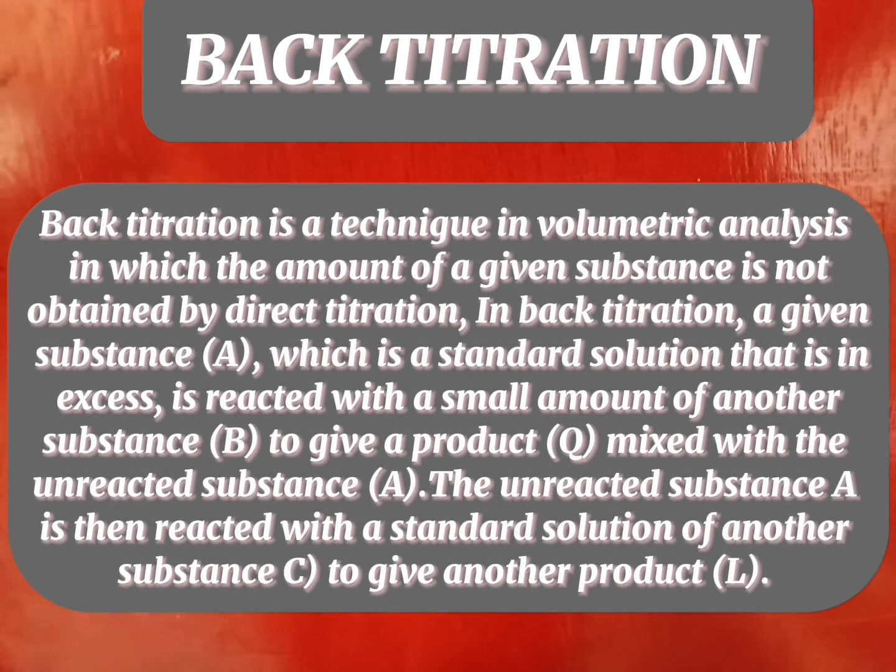Back titration is the technique in volumetric analysis in which the amount of a given substance is not obtained by direct titration. In back titration, a given substance A, which is a standard solution that is in excess, is reacted with a small amount of another substance B to give a product Q mixed with unreacted substance A. The unreacted substance A is then reacted with a standard solution of another substance C to give a product L.